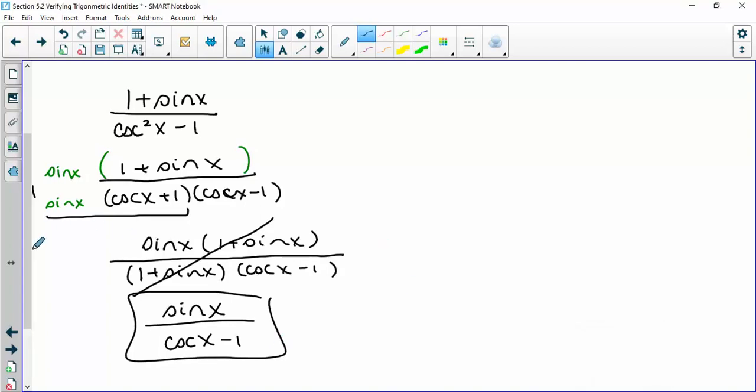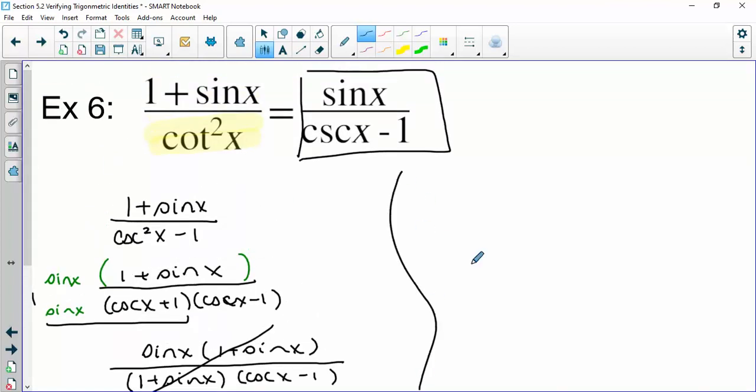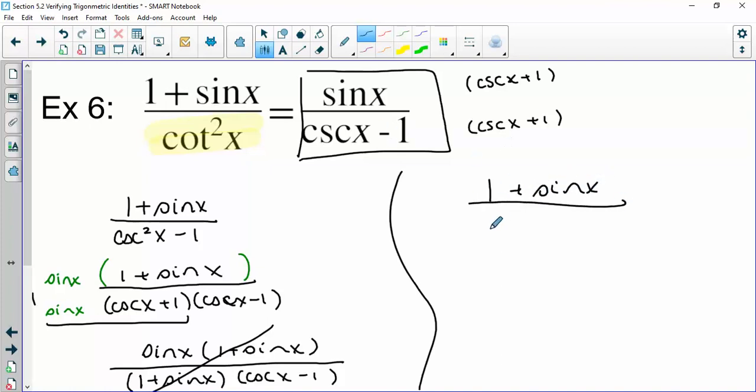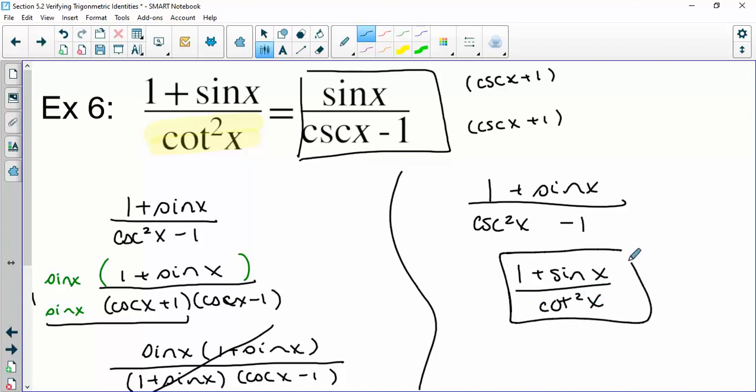If we had worked the other side, just to show you, I said that might have been easier. You could have multiplied top and bottom by cosecant x plus 1, the conjugate. Sine times cosecant would give us 1 plus sine. Oh wow. On the bottom, if you FOIL, you get cosecant squared minus 1, and cosecant squared minus 1 is cotangent squared x. So if you'd worked the right-hand side, that might have been a bit easier. But we got there.